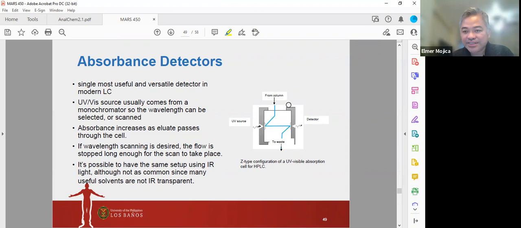So once there are some chemicals in your mobile phase that absorb UV or visible light, you can detect that material. So absorbance increases as the light passes through the cell. If wavelength scanning is desired, the flow is stopped long enough for the scan to take place.